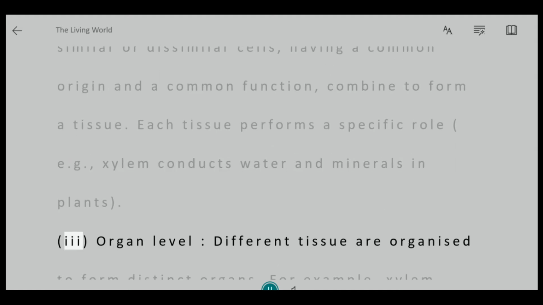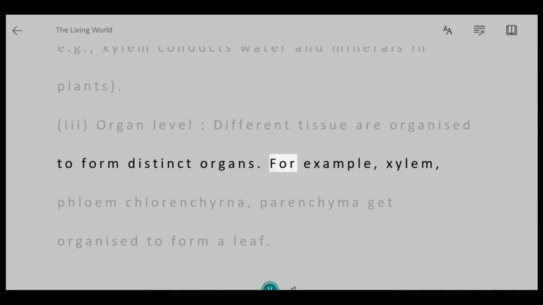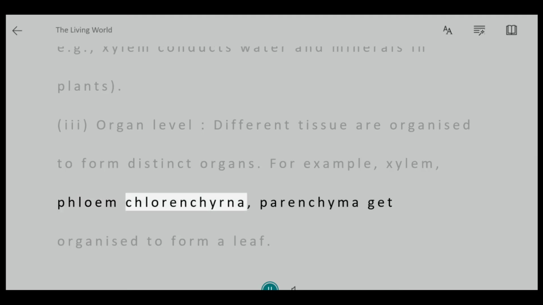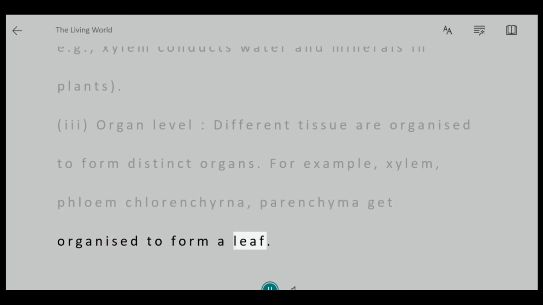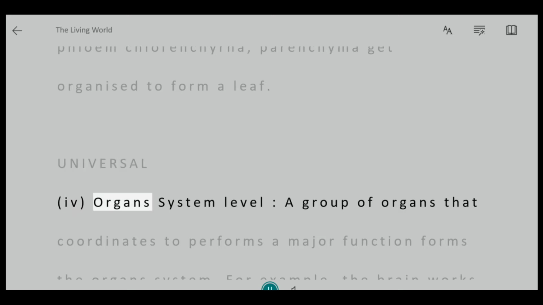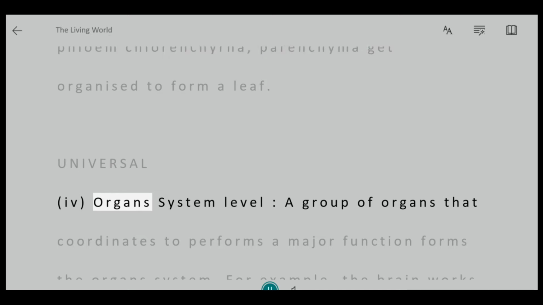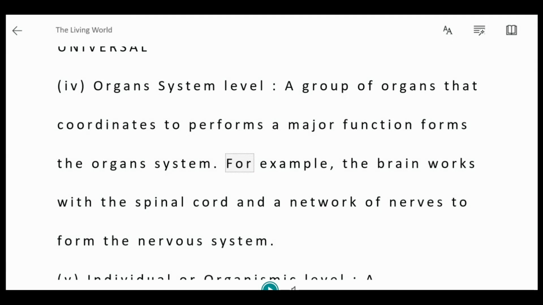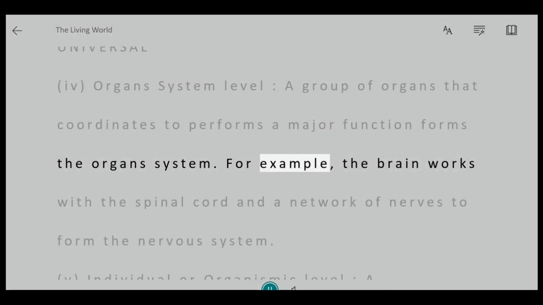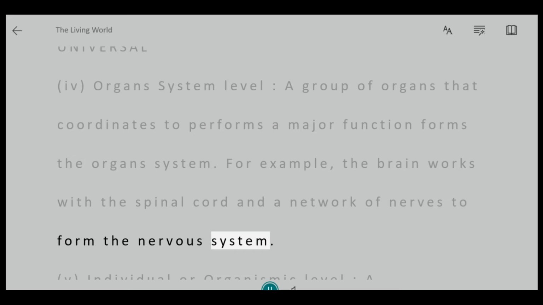3. Organ level. Different tissues are organized to form distinct organs. For example, xylem, phloem, chlorenchyma, parenchyma get organized to form a leaf. 4. Organ system level. For example, the brain works with the spinal cord and a network of nerves to form the nervous system.